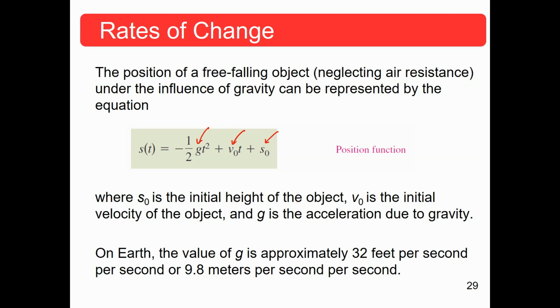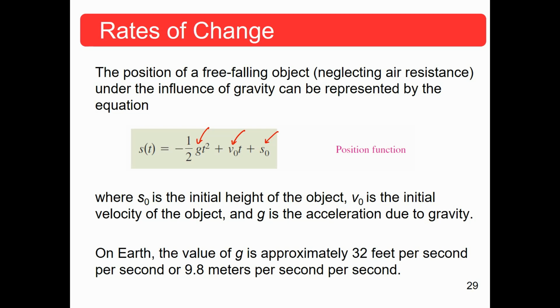Now on Earth, we give g a value of 32 feet per second squared, or 9.8 meters per second squared, depending on which units we're talking about. So if your problem has feet in it, you're going to use 32 feet per second squared. If it's got meters, you're going to want to use 9.8 meters per second squared.